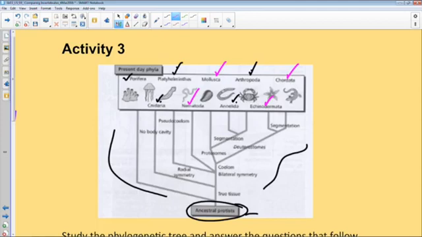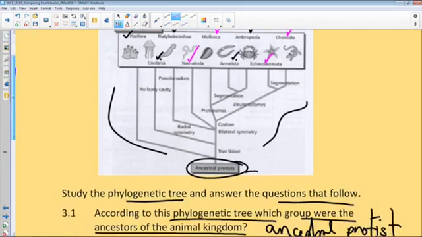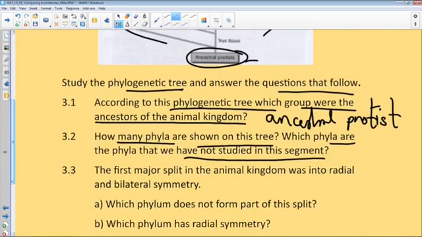So of this, how many in total? So we've got 1, 2, 3, 4, 5, 6, 7, 8, 9. And of the 9, we've spent time studying the 5 group. Cool. So again, the other 5 are not of significance to us at this stage.